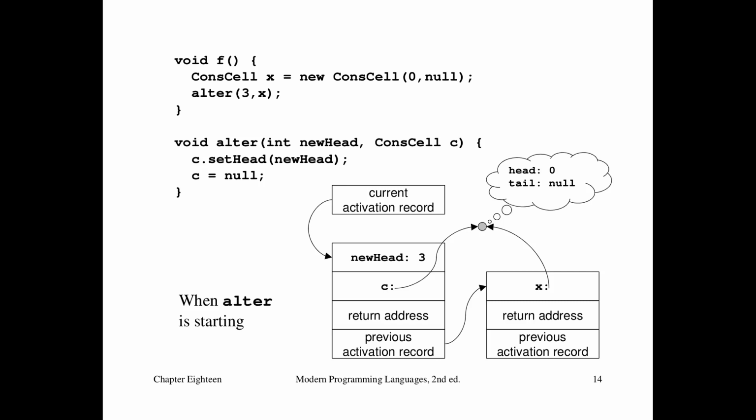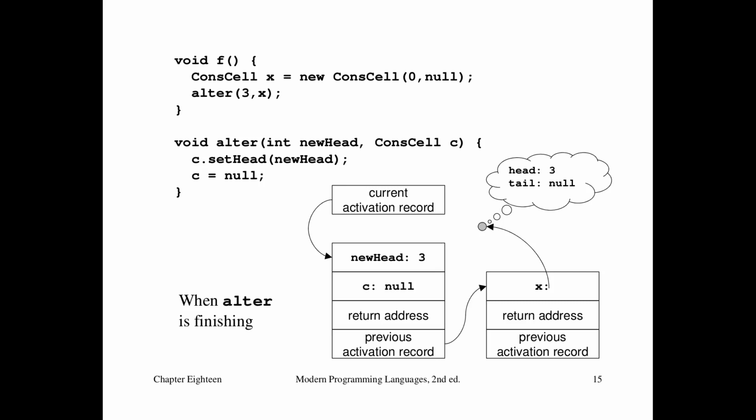We then call the method alter. Alter takes in value 3, which is assigned to new head, and then the cons cell x, which is passed as the initialization value for the cons cell c. So in essence, both c and x point to the same object on the heap. The void alter method then sets the head of c to be new head, so 3, and then it assigns to c the null pointer. So we make that change.